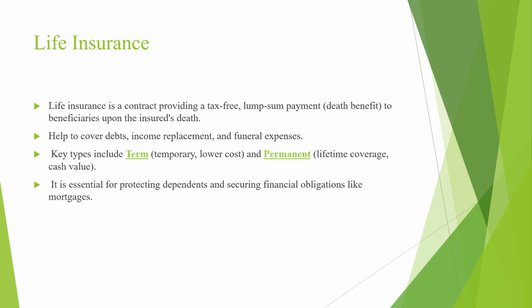So, in general terms, what is life insurance? Many of us know that life insurance is a contract providing a tax-free lump sum payment to the beneficiary upon the insured's death. That means if you purchase a life insurance of your own and something happens to you, the coverage money goes to your beneficiary, which is a simple definition of life insurance.